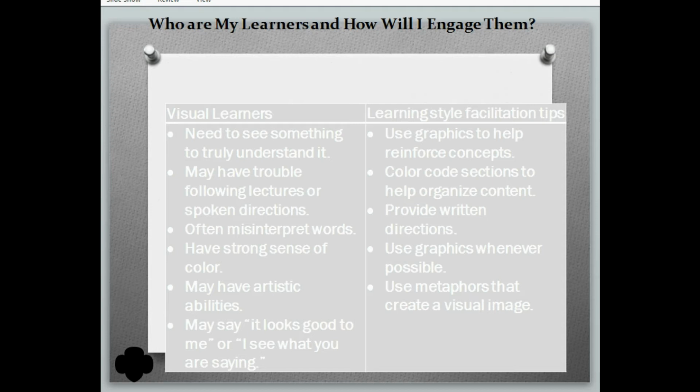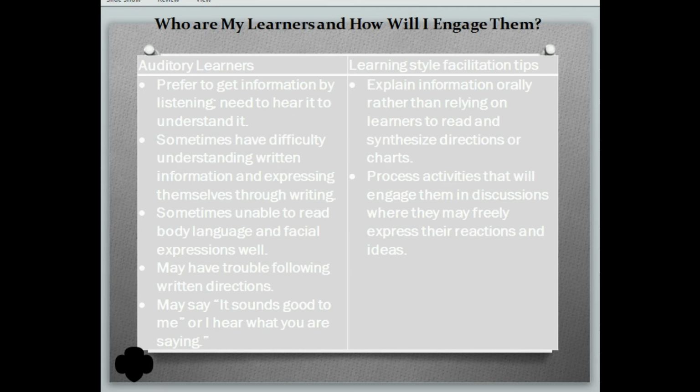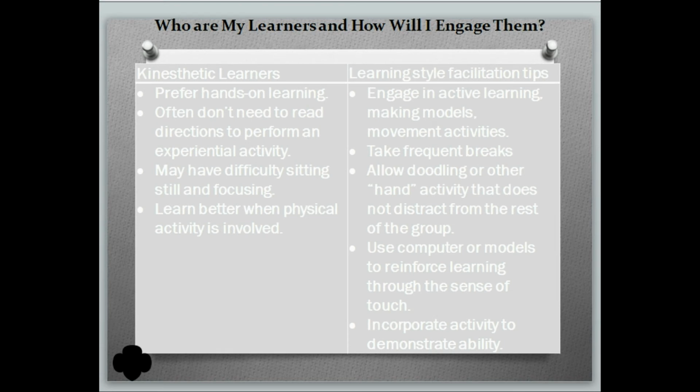Visual learners learn best by seeing new information. Visual learners prefer to read or see the information in a written format or in graphics or pictures that represent the information. Auditory learners learn best by hearing new information. Kinesthetic learners prefer hands-on experience to learn and acquire new skills or information.